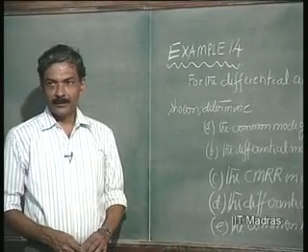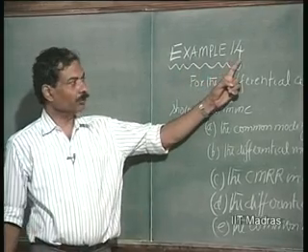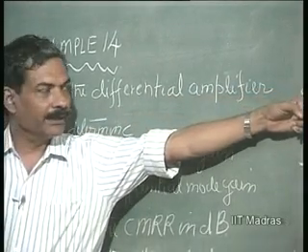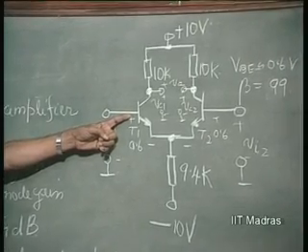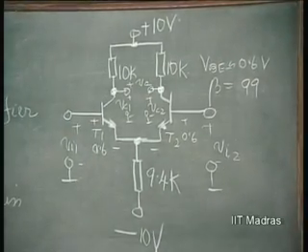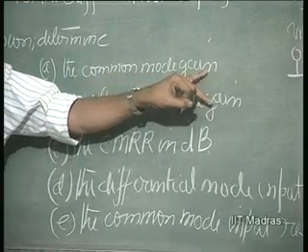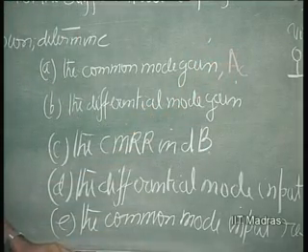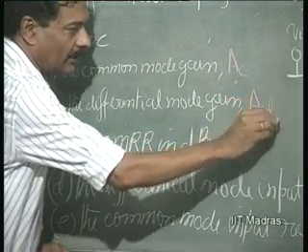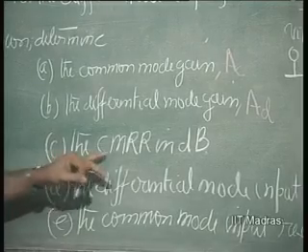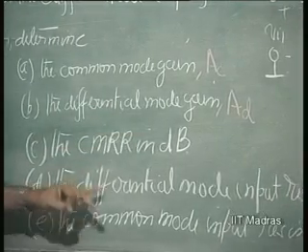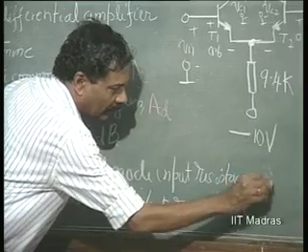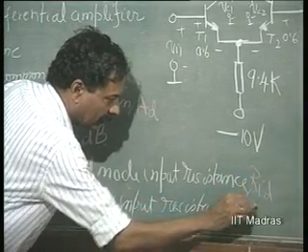In order to see whether we have assimilated what has been discussed so far, let us see this example 14. For the differential amplifier shown as indicated in the figure, determine the common mode gain, which we have been calling as AC. The differential mode gain, which we have been calling as AD. The common mode rejection ratio in decibels. The differential mode input resistance. The common mode input resistance. We will call these things as RI differential and RI common.